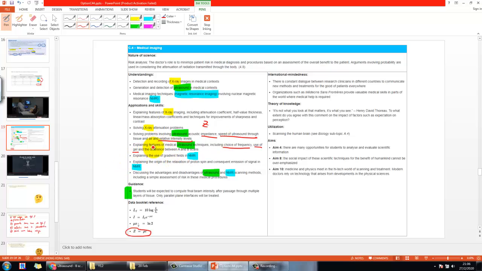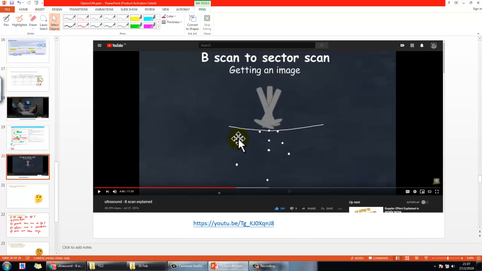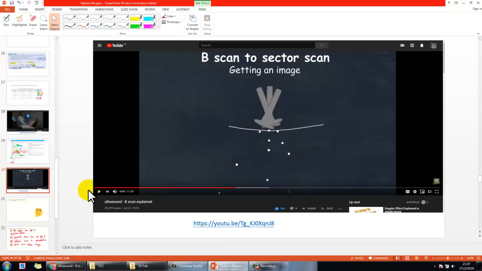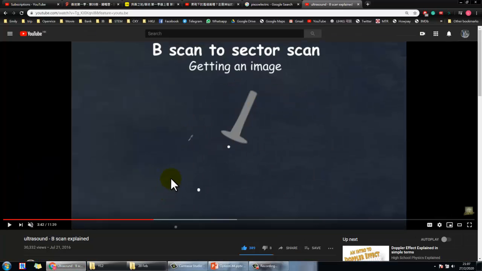So what has not been finished is the difference between A scan and B scan. In fact, there is a video I will put in the description. I think that video actually explains very well. The basic idea of A scan and B scan, if you try to look at the textbook, is simply like X-ray and CT scan, and B scan is simply a 3D version or 2D version of the A scan.